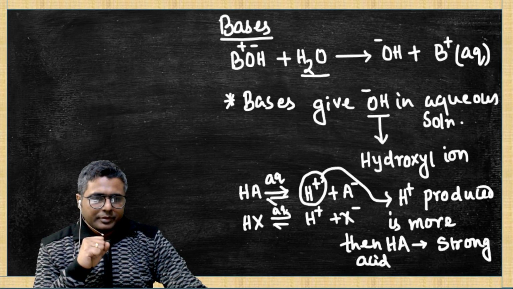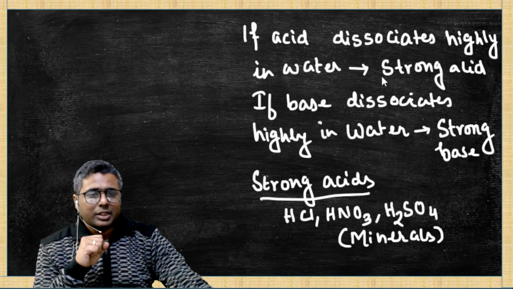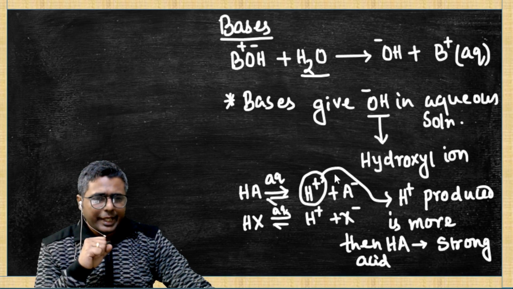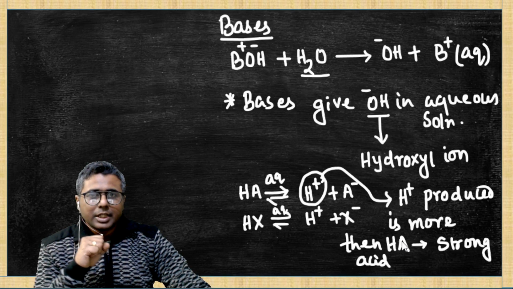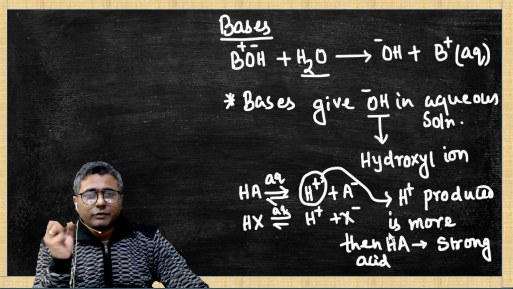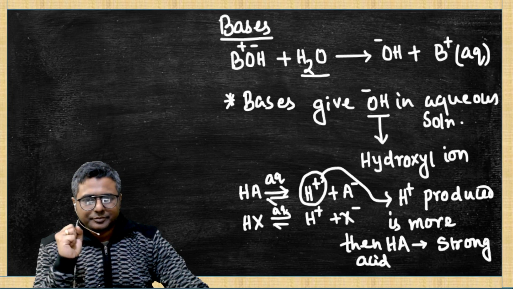Here, if the acid dissociates highly in water, it is called a strong acid. If the acid dissociates highly in water, then the H plus produced will be more and it will be a strong acid. So how much H plus is produced will dictate the strength of the acid.